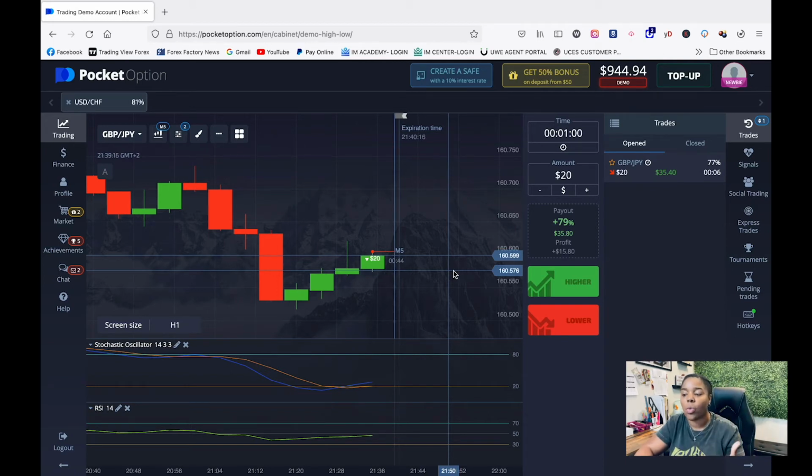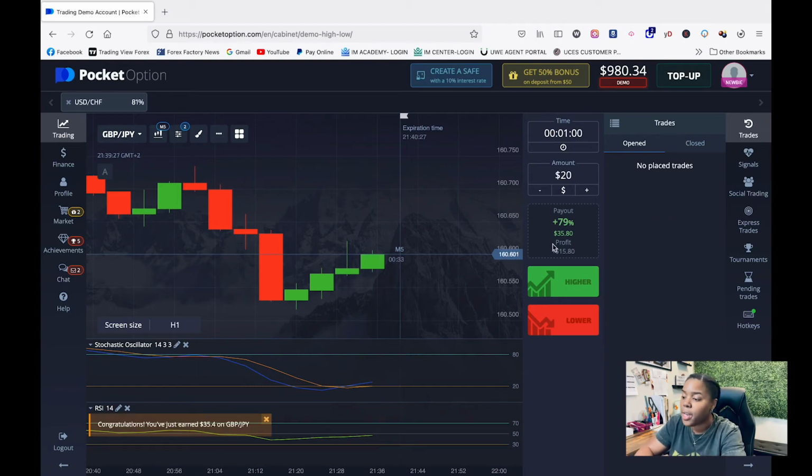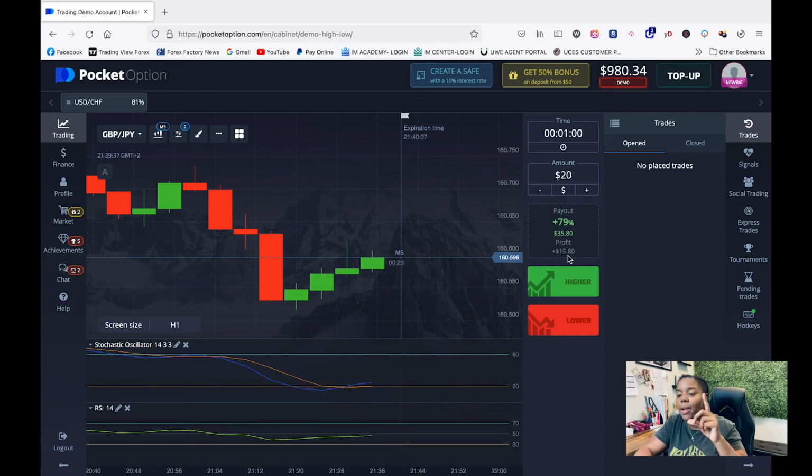2022, we are now trading, all right? So we have 4 seconds, 3 seconds, 2 seconds, 1, boom, right at the bottom. You're gonna see right here, congratulations, you earned $35. Now, that $35 comes from the 20 that we wagered plus the 15 that we made in profit. So we just made $15.80 in 1 minute, and I never got up from my desk. I didn't do anything hard. I didn't do anything that was strenuous.